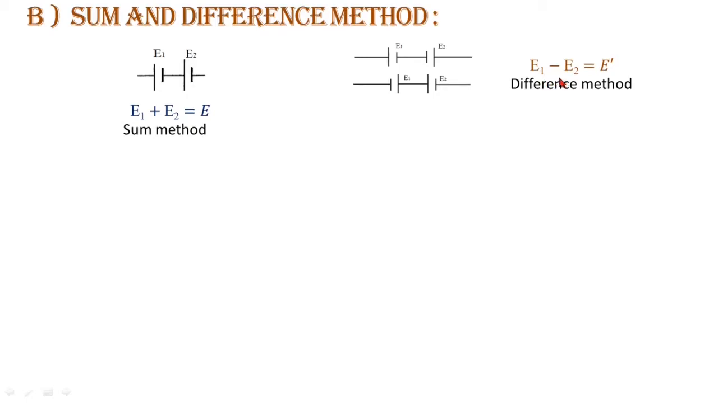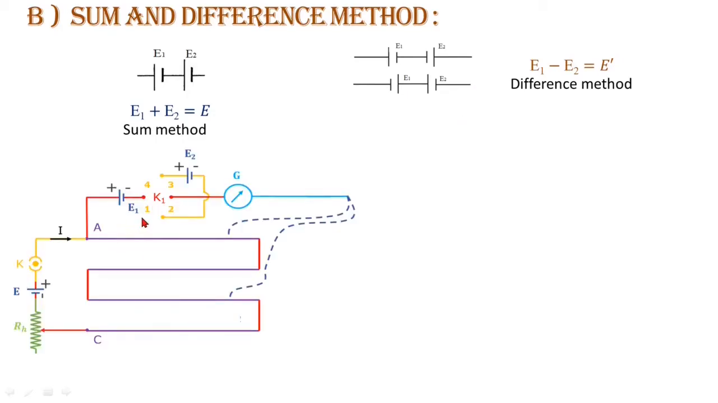Here E1 must be greater than E2. This method of connecting two cells is called the difference method. This combination of cells is not a parallel combination of cells. As shown in the diagram, the cells E1 and E2 whose EMFs are to be compared are connected in sum and difference method using the four-way key.